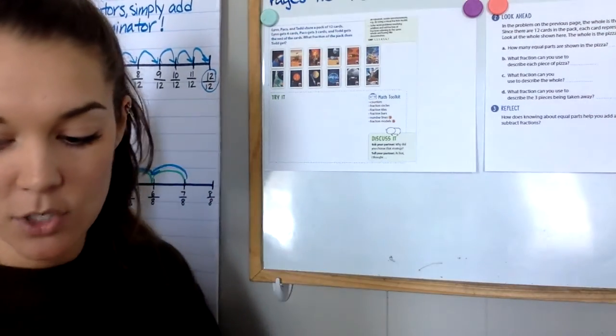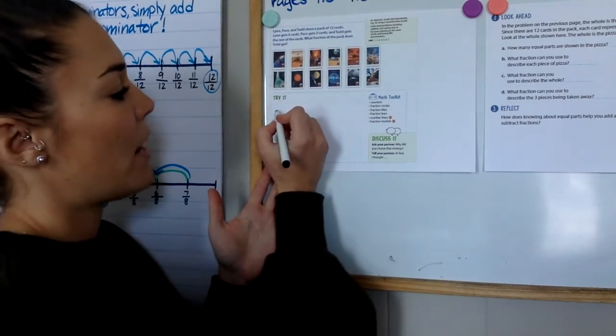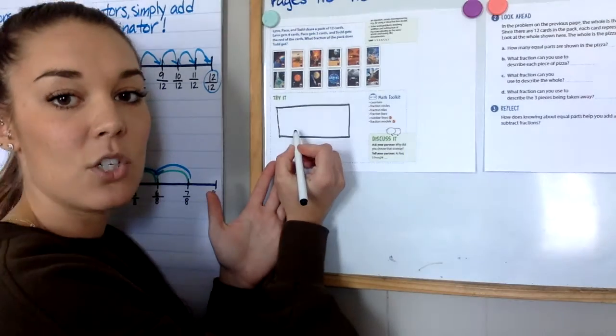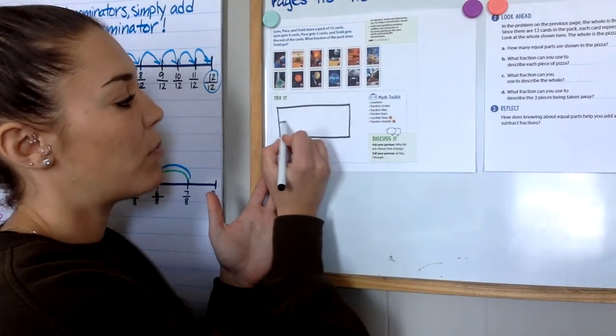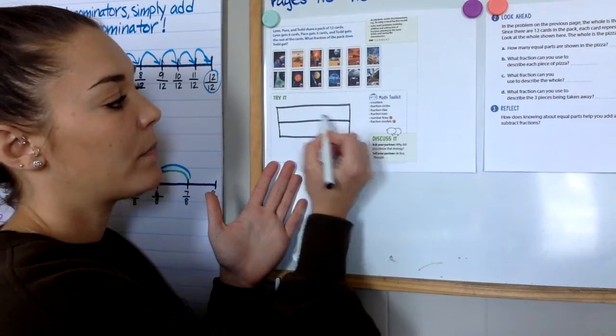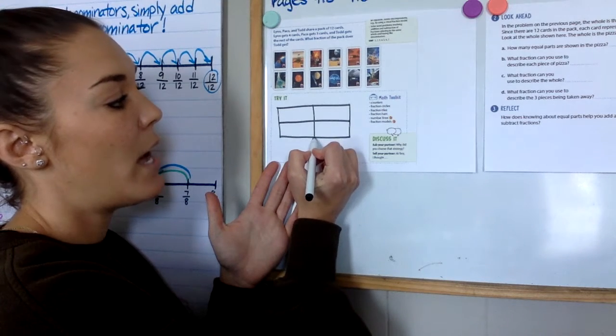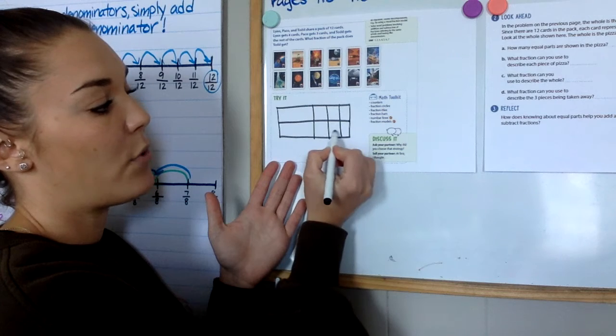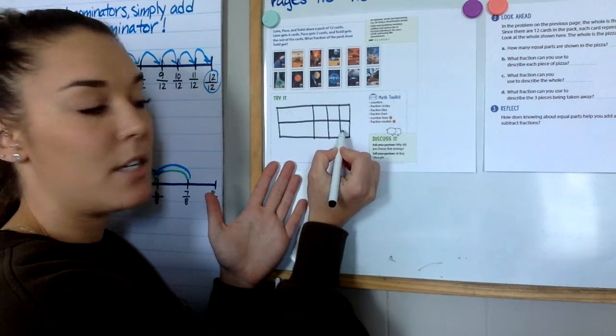So I'm going to make a chart on my thing. I'm going to make a rectangle. And when I want to break something into 12, I like to first break it in half the long way. Then I break it in half this way. And I have to break these into 3 columns each.